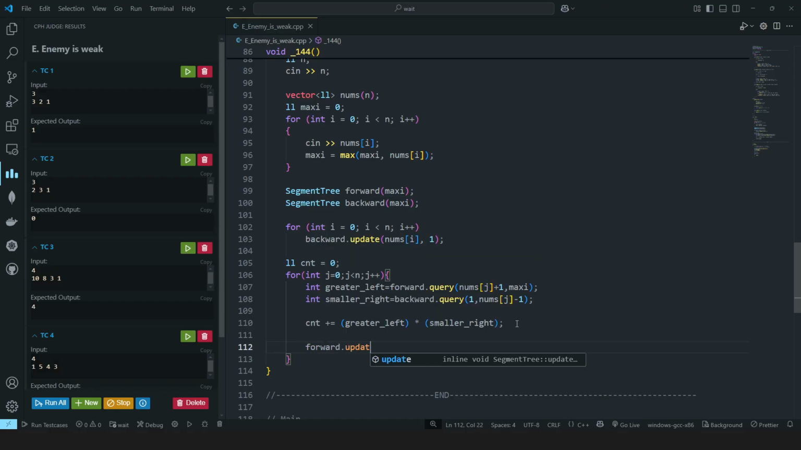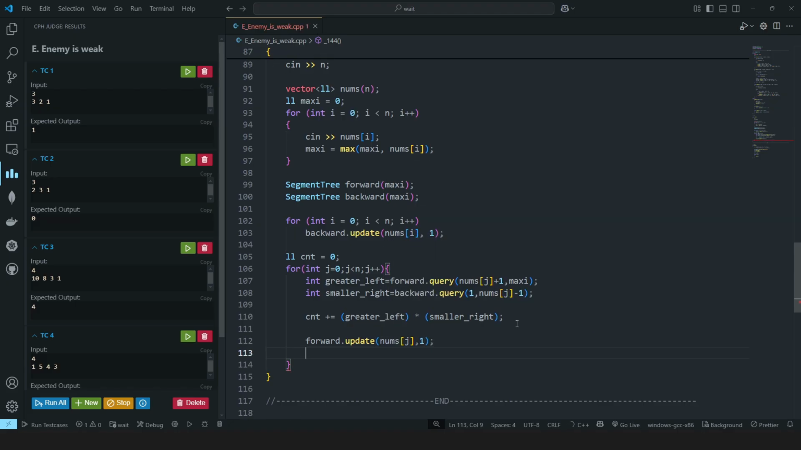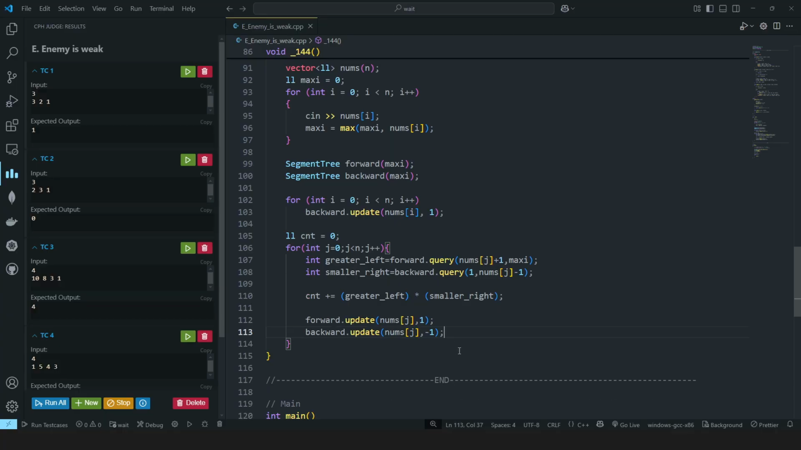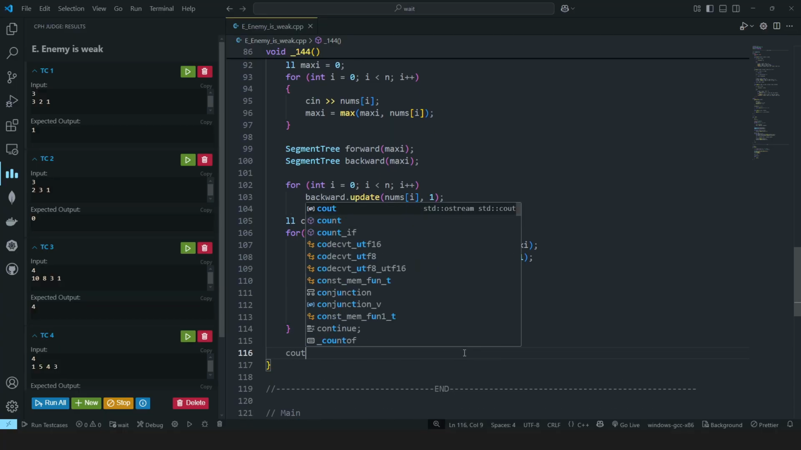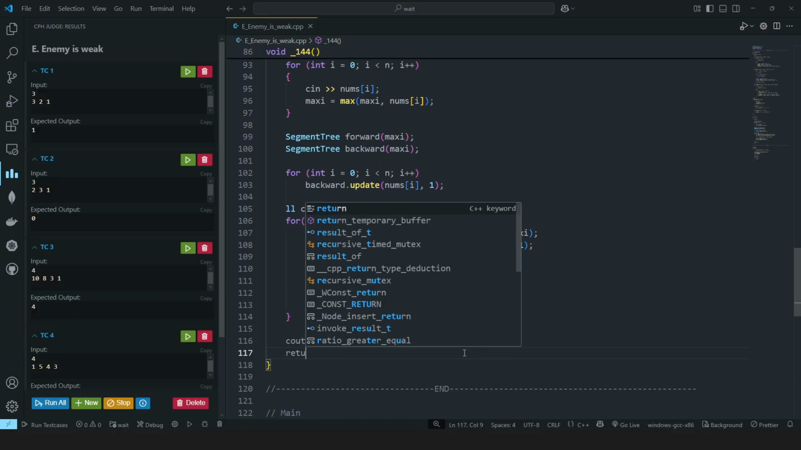So I will say forward.update this nums of j by 1, and similarly backward.update this nums of j by minus 1. So this one represents a plus 1 delta, that is we have encountered this element, and this minus 1 represents that we are erasing the information for this element. And why we are doing this, I told you very well in the explanation. And once we do this, we just have to print the final count value and then finally return.